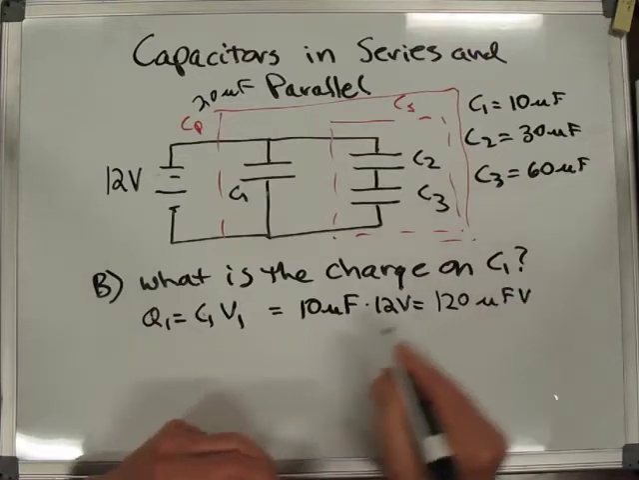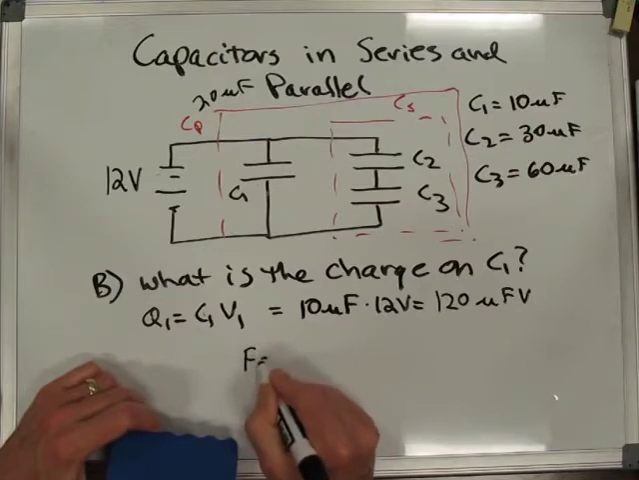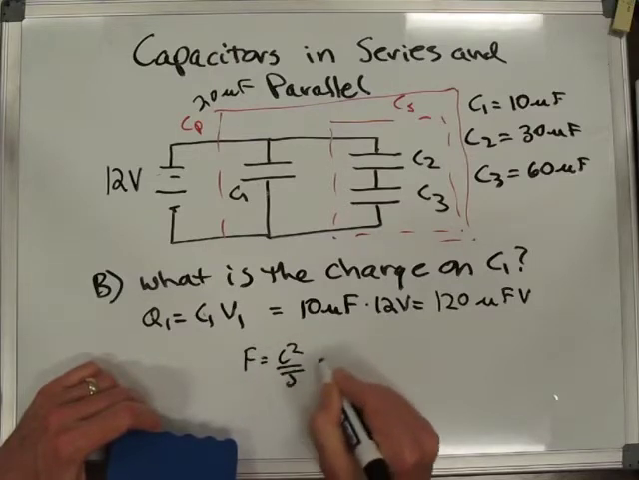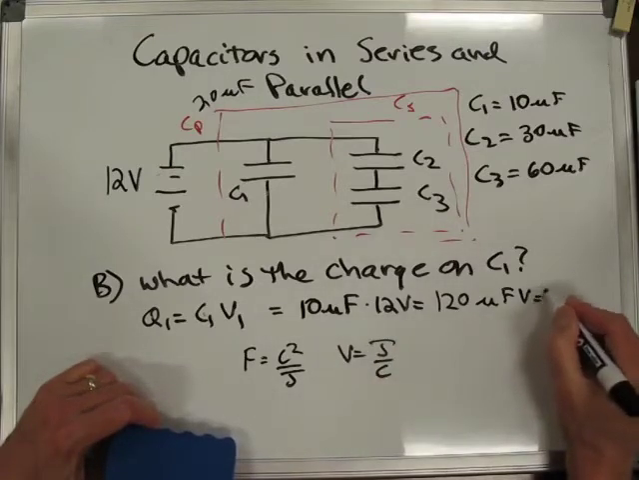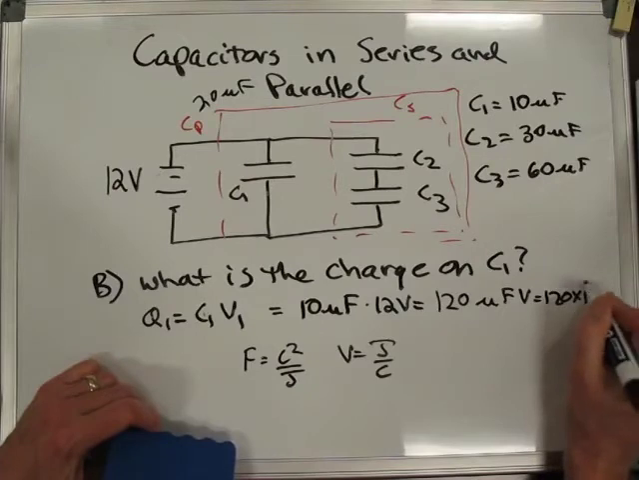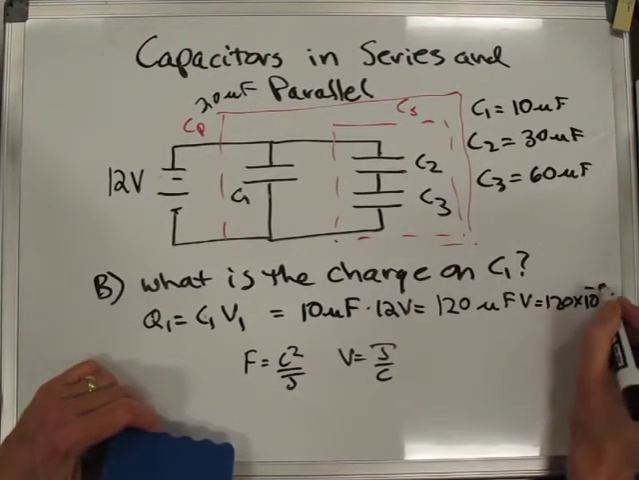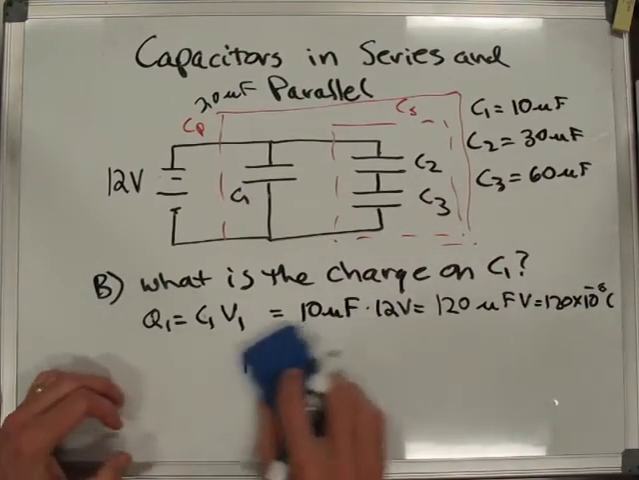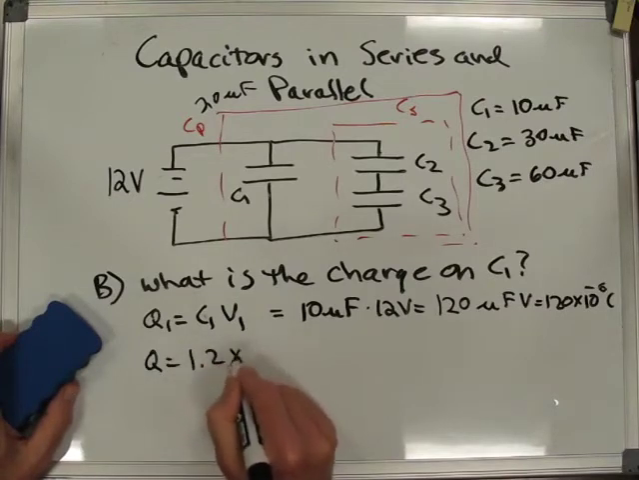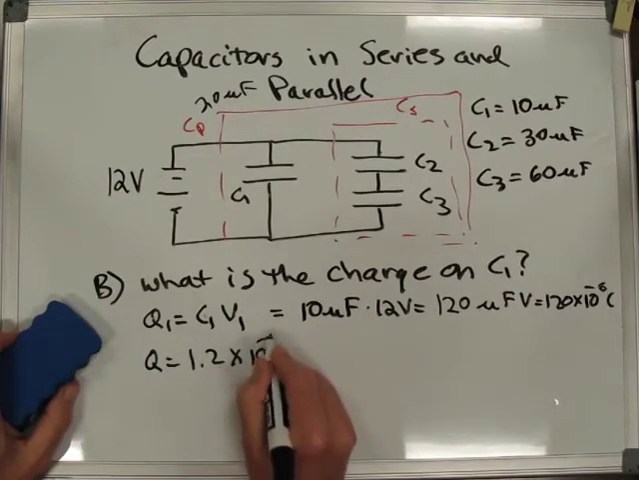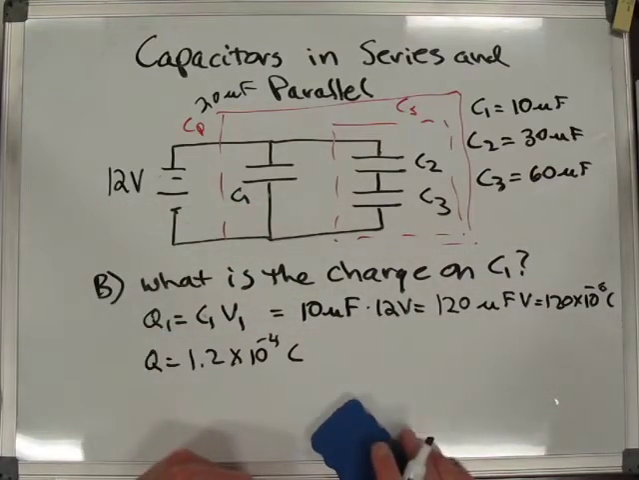microfarad volts. And so micro is times 10 to the minus 6, but a farad is equal to a coulomb squared per joule, and a volt is a joule per coulomb. And so this comes out to 120 times 10 to the minus 6 coulombs, or Q1 is equal to 1.2 times 10 to the minus 4 coulombs. So that's the charge on this capacitor.